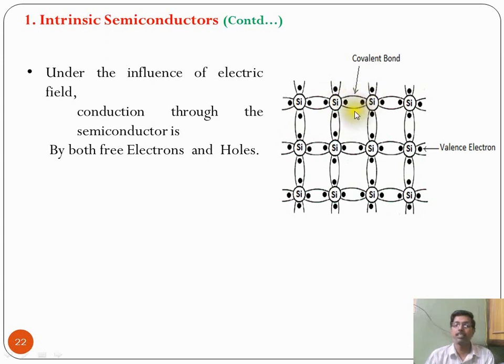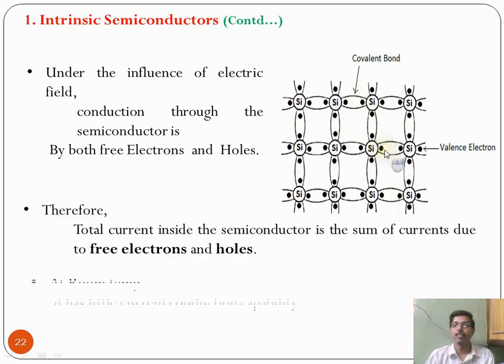This will break up when the material is subjected to thermal energy, or when we apply an external electric field, then in this semiconductor the current conduction takes place by these holes. This is a free electron, and when this free electron moves away from the covalent bond due to thermal energy, then a hole is created. So the electron hole pair is created. That constitutes the current in semiconductors. Therefore the total current inside the semiconductor is the sum of the current due to free electrons and holes. At room temperature, semiconductors have little current conduction capability.